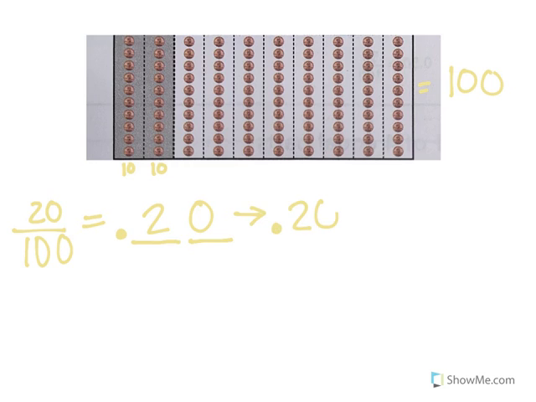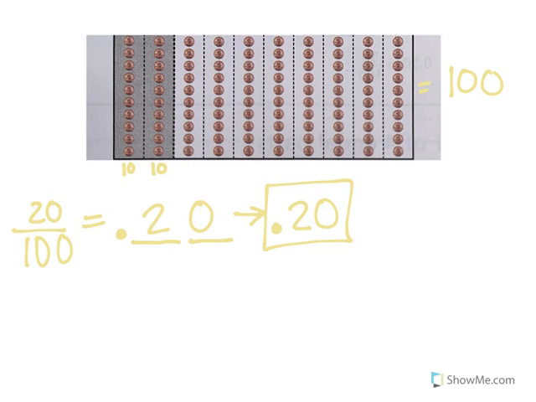So let's try another one. On this one, I have 10 pennies, 10 pennies. So that means I have 20 total pennies out of how many were there? 100. So I need to write that down. I turn it into a decimal. I put my decimal point. I fill in my line for the tenths place. Remember, there's no oneths place. That doesn't make sense. So I have my tenths place and my hundredths place, and I put the 20 on top. So this becomes 0.20.